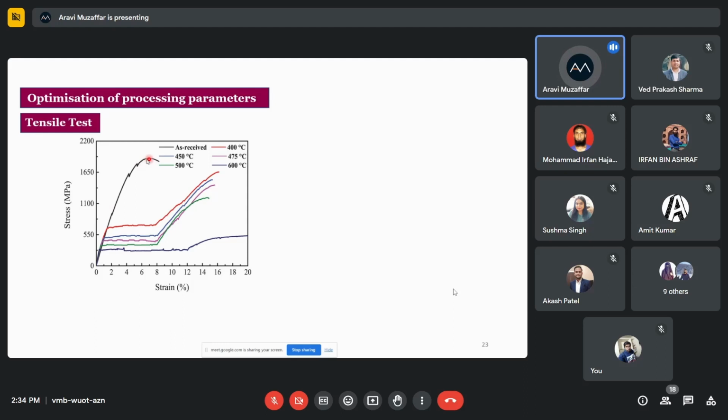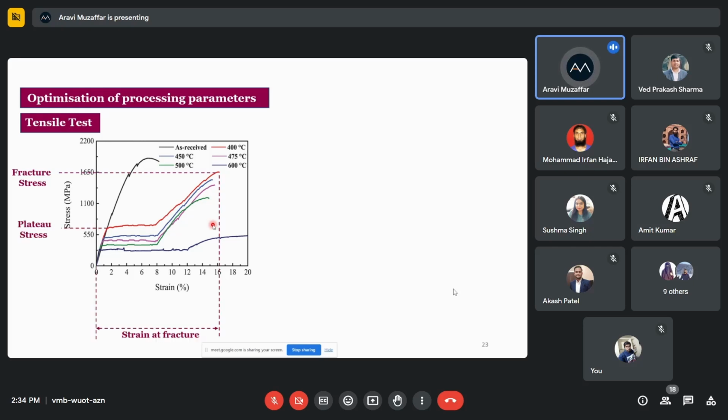You can see that the as received material did not show any characteristic plateau, but with the annealing at different temperatures, we were able to observe quite clearly that there is a transformation happening at certain values of the stress. And with the increase in the annealing temperature, we see that the stress required for the transformation is continuously decreasing.